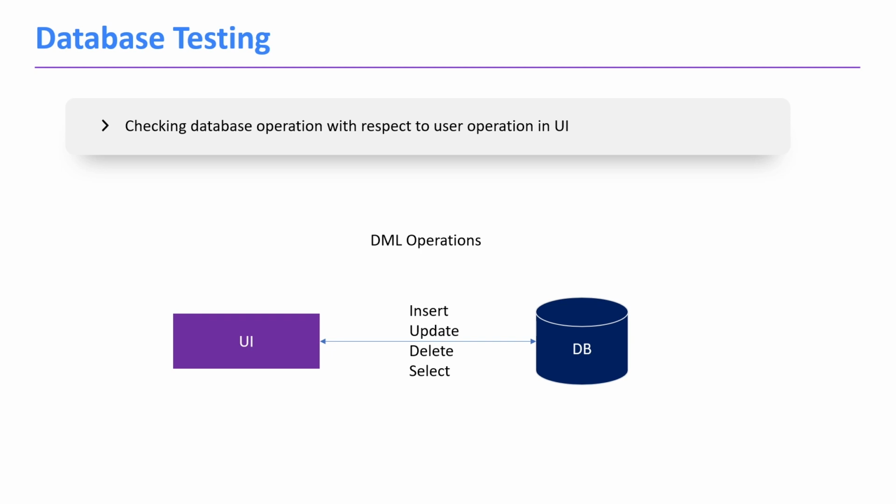If the user is performing any insert operation, the data should be updated into the database based on that. If the user is performing any update operation in the front end, accordingly the data should be updated in the database. If the user is performing any delete operation in the front end, the data should be deleted from the database. If the user wants to retrieve any data, the user should be able to retrieve the data from the database.